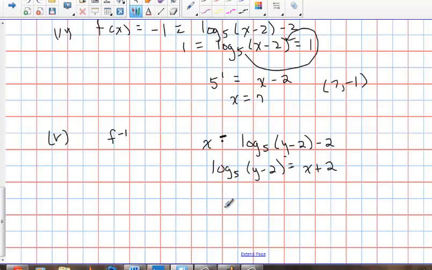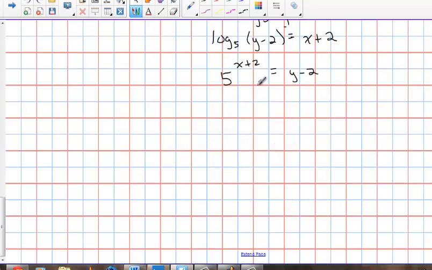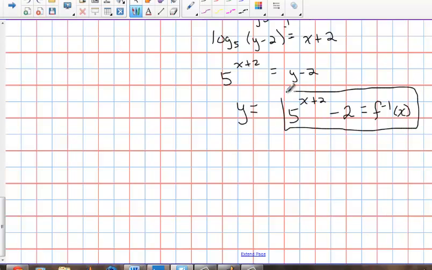Okay, so we know that 5 to the x plus 2 equals y minus 2. And then the last step we're going to do is add 2 to both sides. And we get 5 to the x plus 2, minus 2. Okay, and that is not the final answer. The final is that this is equal to f inverse of x.